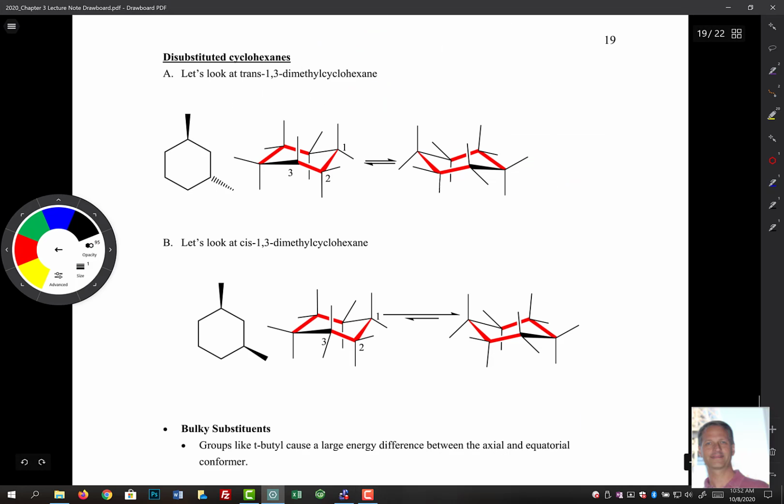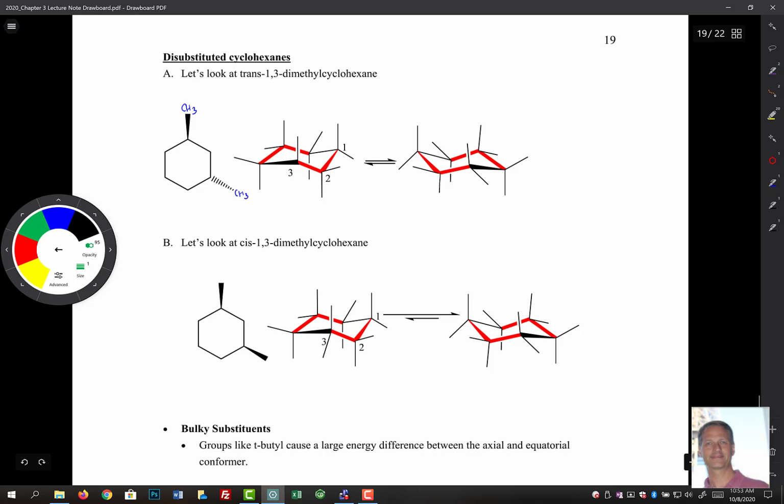Well, let's look at some more interesting cases. We're not going to be dealing with just monosubstituted. That's always easy. You just put the substituent at the equatorial position. So let's look at something like trans 1,3-dimethylcyclohexane. So we have our CH3 here and a CH3 down here.